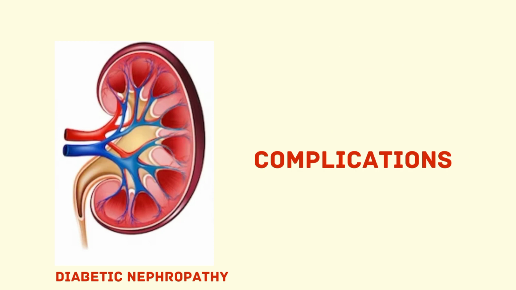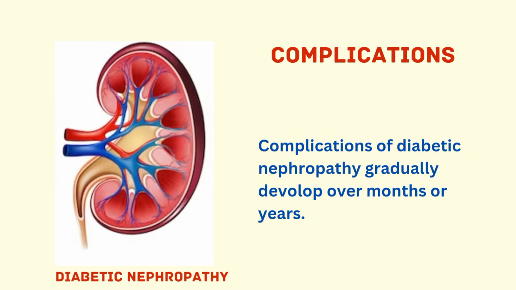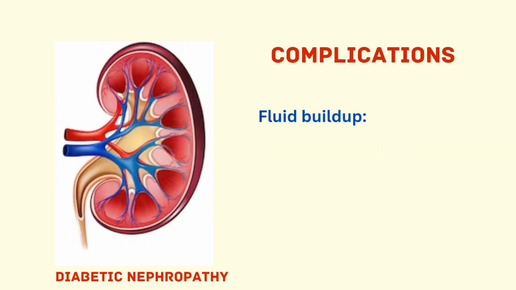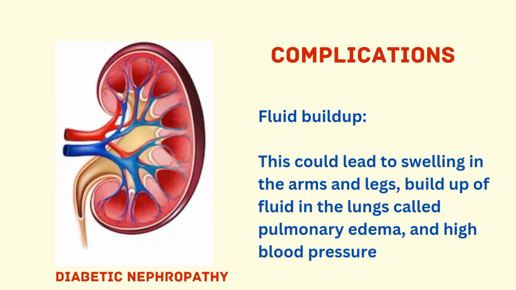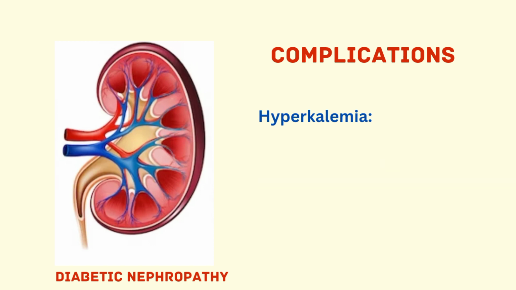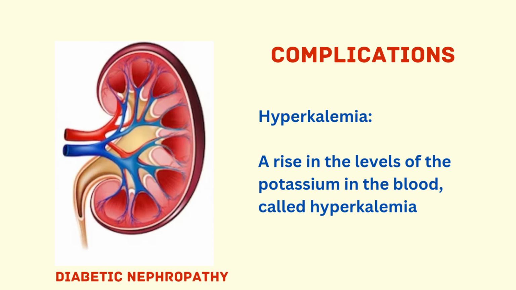Now let us see the complications. Complications of diabetic nephropathy gradually develop over months or years. The first complication is fluid buildup. This could lead to swelling in the arms and legs, buildup of fluid in the lungs called pulmonary edema, and high blood pressure.